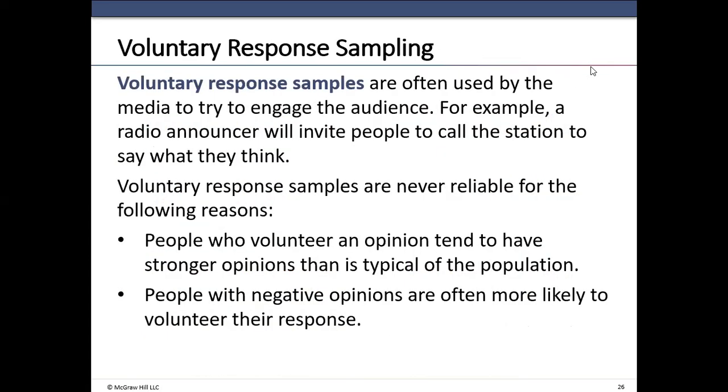Voluntary response samples are often used by media to engage the audience. For example, a radio announcer will invite people to call the station to say what they think. Voluntary response samples are never reliable for the following reasons. People who volunteer an opinion tend to have stronger opinions than is typical of the population. People with negative opinions are more likely to volunteer their response. So voluntary response samples are not good because you are collecting information from people who are strongly against or strongly for the cause. So you're not catching the opinion of the people who are in the middle.